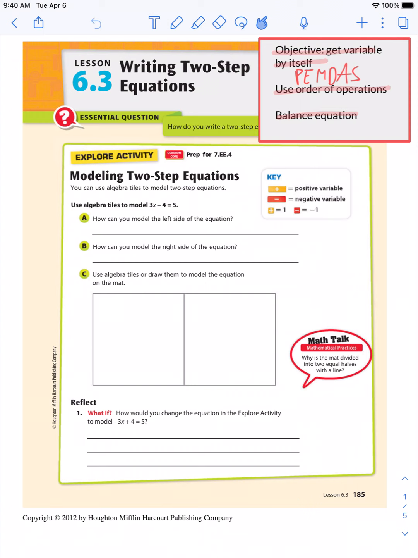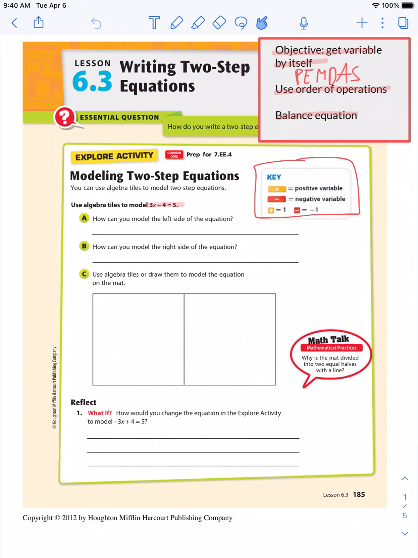In this example, we have 3x minus 4 equals 5. We're going to be using Algebra Tiles. If you've never used Algebra Tiles, they look kind of like this. You're normally going to have one color representing positive, one color representing negative, and different types of tiles for a variable and then for actual ones.